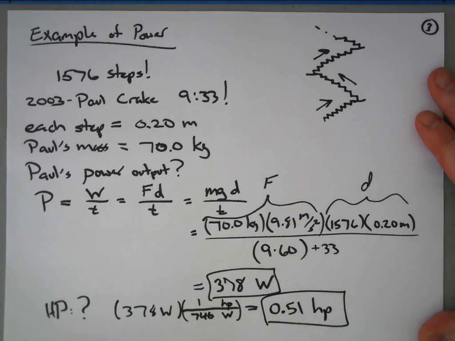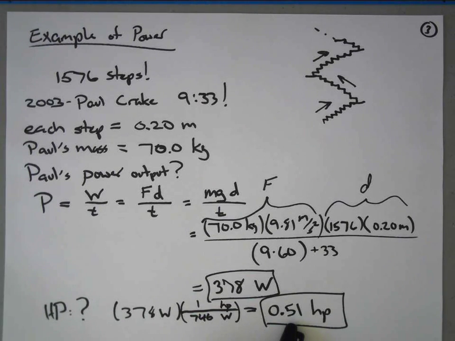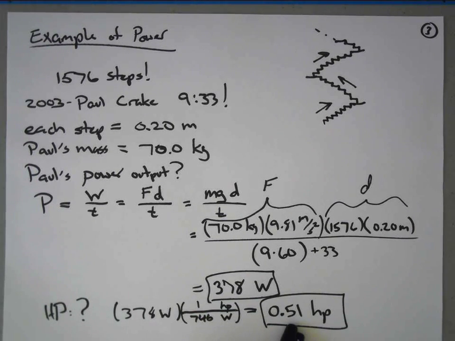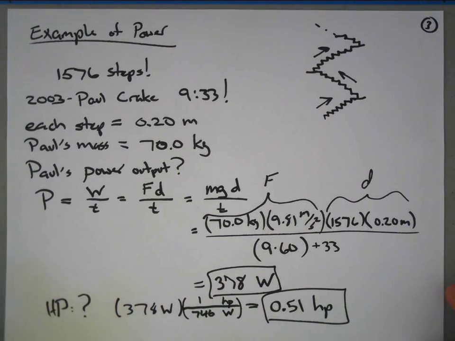for 9.5 minutes, Mr. Craik was producing 0.51 horsepower, which is pretty remarkable. Actual horses really don't produce a full horsepower continuously. More closely to about 2/3 of a horsepower. So this is pretty remarkable. This guy was incredibly fit, even just to complete this task, let alone to do it in such a short time. Okay, so there's our example of power.